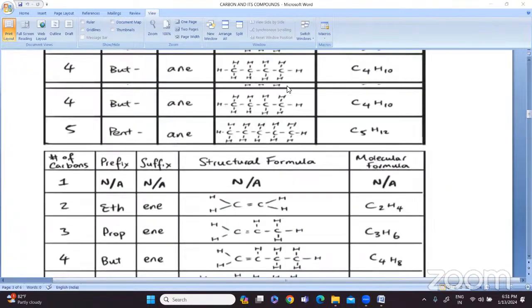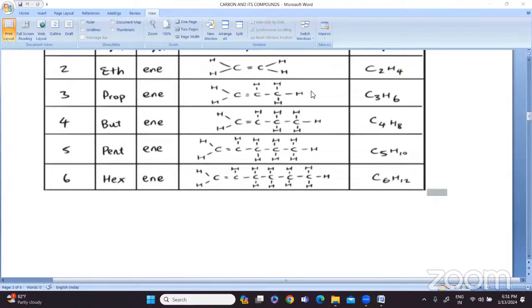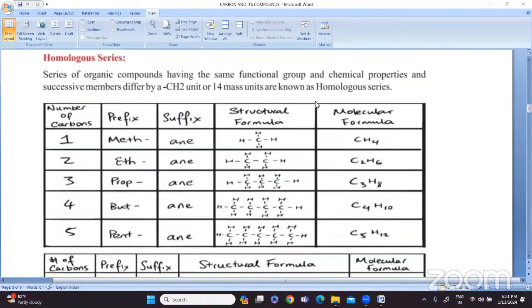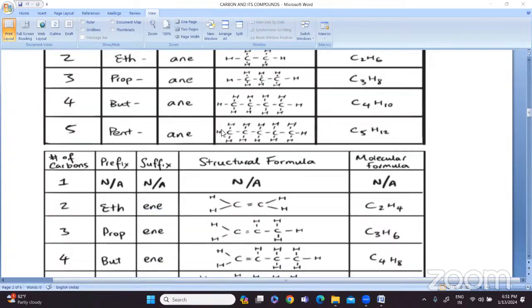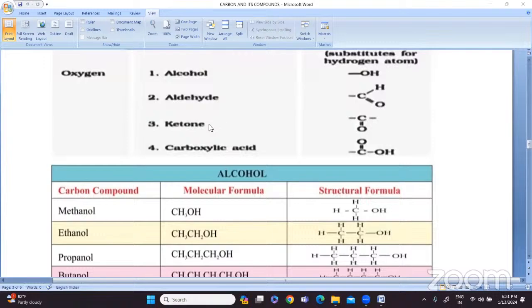So these were the things which we have studied today. In today's class, what all things have we covered? We have seen the homologous series. What are homologous series? We have seen the homologous series for alkanes, alkenes, and alkynes. Then we have seen the different functional groups. Then we have seen the homologous series of alcohols.